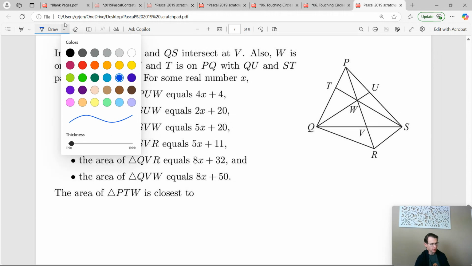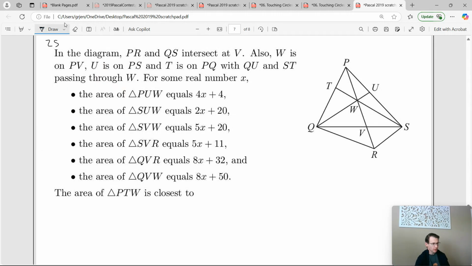Ooh, I better get a pen out. We're looking at question 25 of the Pascal 2019. So read the question and just see all of this algebra. Isn't it beautiful? So much algebra.